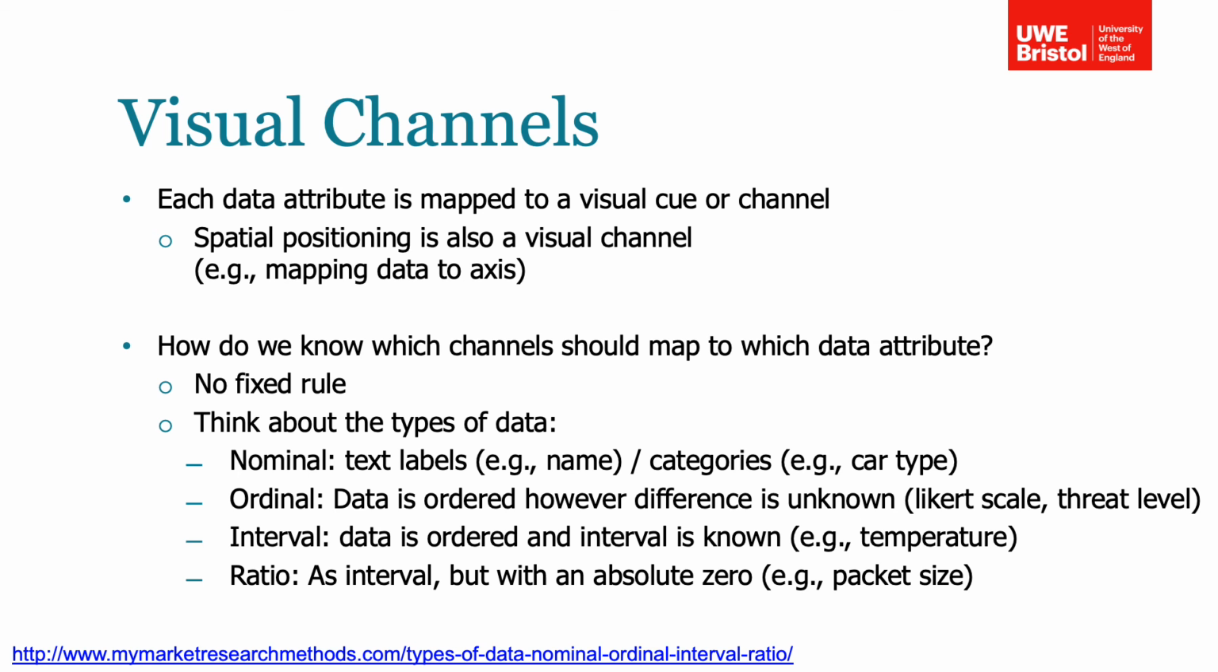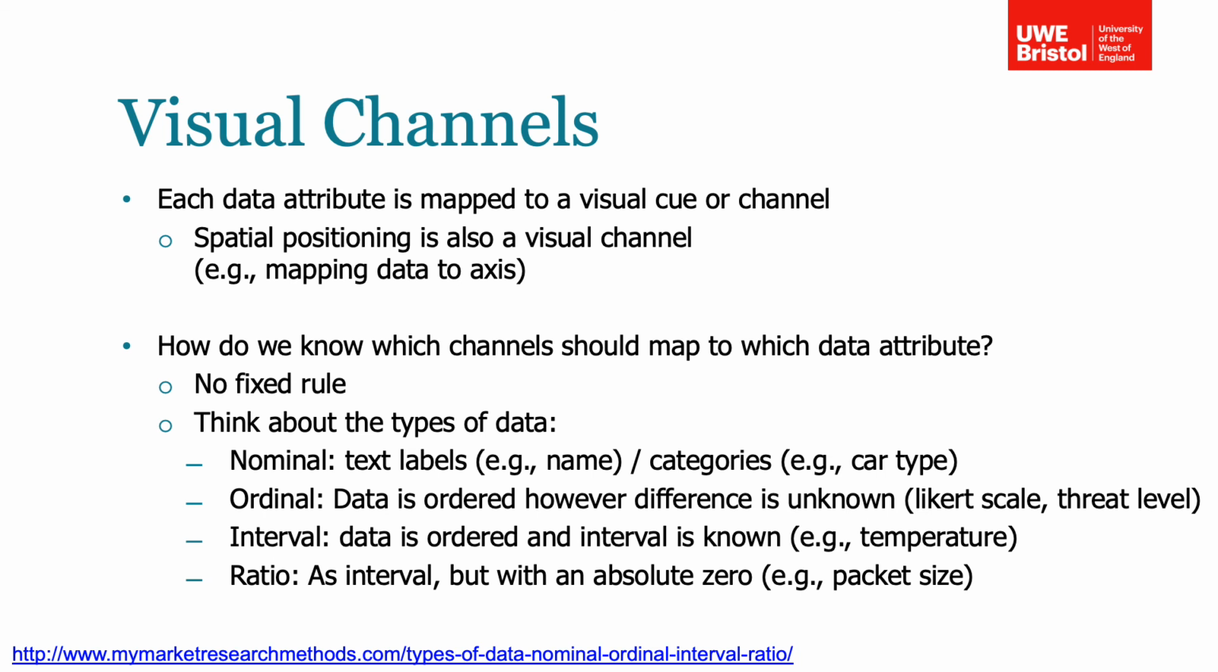Nominal data can be text labels, for example, name, or categories, such as car type. There may not be a specific order to these. We may use alphabetical ordering, but that is purely for convenience. Ordinal data does have some order to it. However, the difference between each possible value may be unknown, or it may not be exact. For example, a threat level scale or a Likert scale.